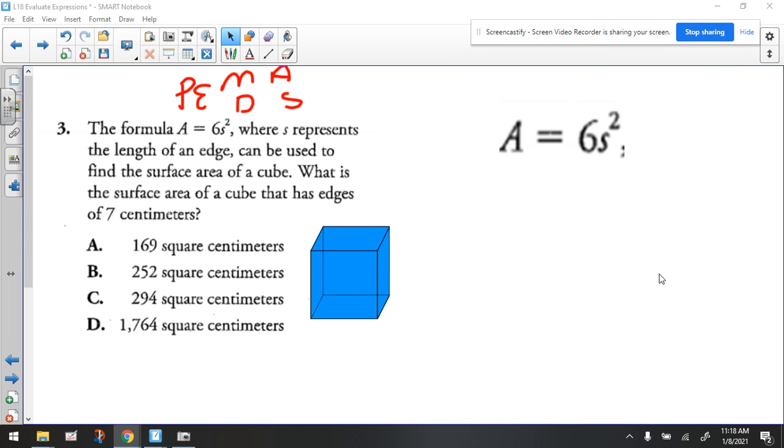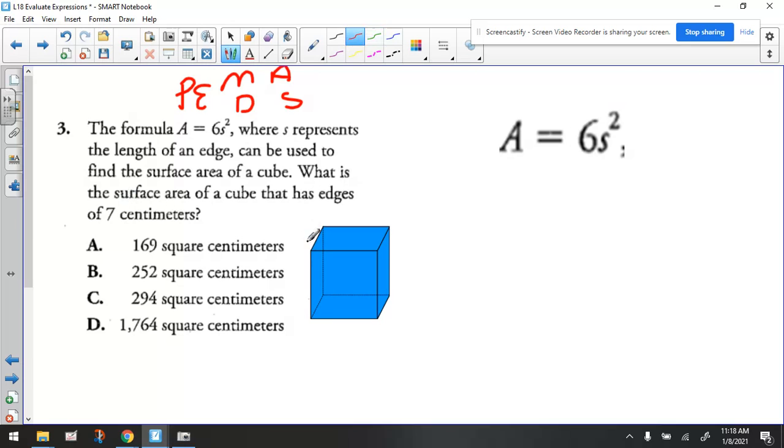We're taking a look at questions 3 and 4 from the L18. Number 3 says, the formula area equals 6 times the side squared, where S represents the length of an edge, can be used to find the surface area of a cube. What is the surface area of a cube that has edges of 7 centimeters?